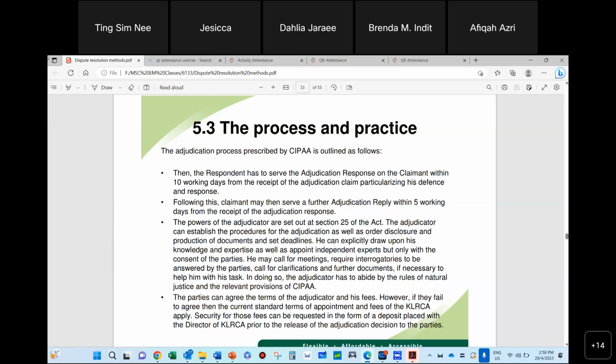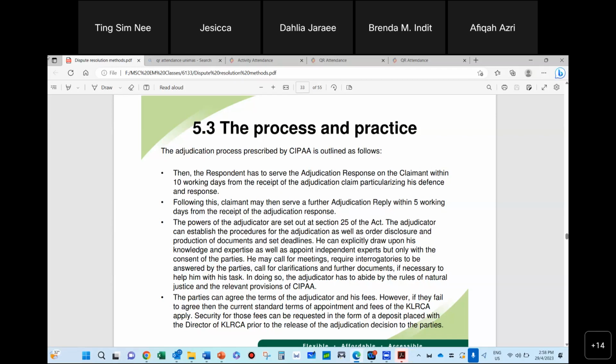The adjudicator must establish the process. They must order some documents to be sent in, to be reviewed. He can draw on his own expertise and knowledge as an appointed independent expert, and he can also appoint other experts to come and explain to him on special cases. He can call for meetings. He can talk to the parties. He can interrogate the party in a way, and call for clarification, call for further documents.